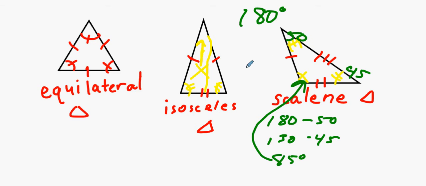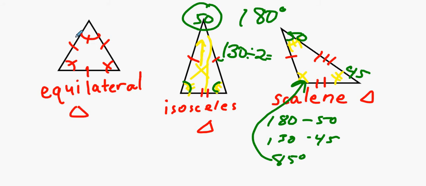Well, since this is 50 and these are equal, that means these are equal, which means you can take 180, take away 50, and then you've got 130 left. And 130 is going to just simply be divided by 2. Why? Because these are equal measures too. So what is 130 divided by 2? Well, I guess I'll let you get that for yourself.